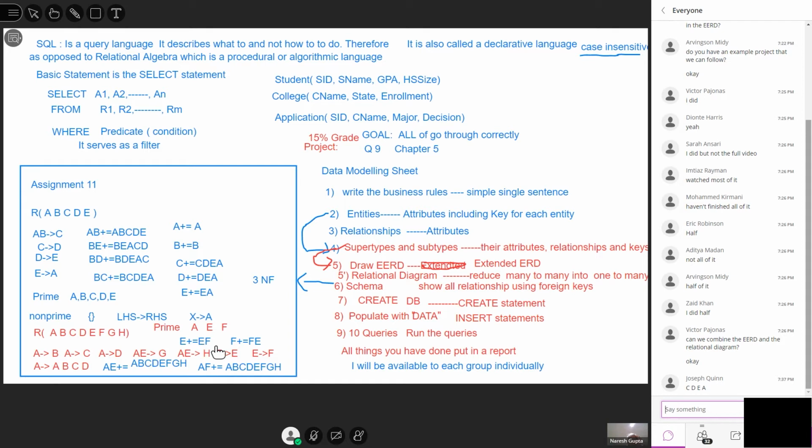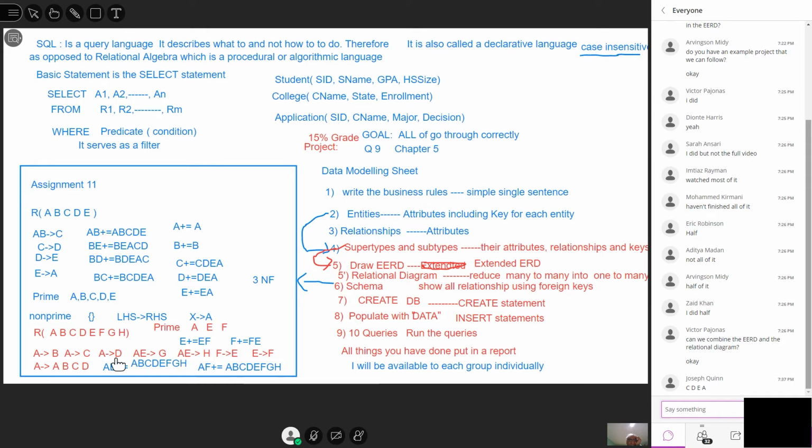But okay, some people say this here. F determines E. F is not a super key. But remember, E is prime. Same thing here: E is not a super key, but F is prime. So these two do not fail the condition.